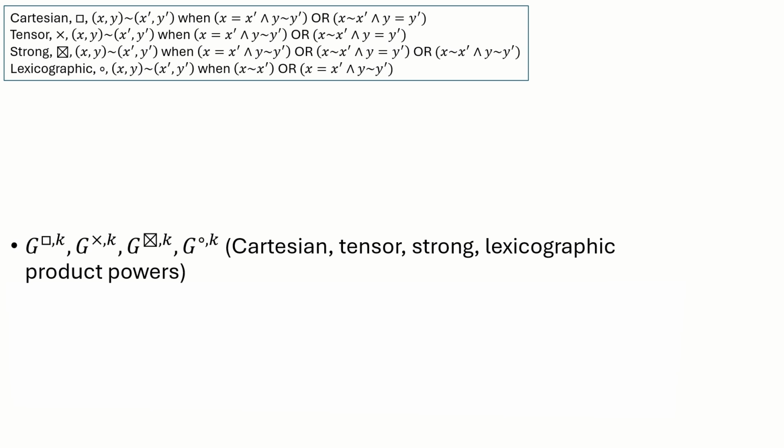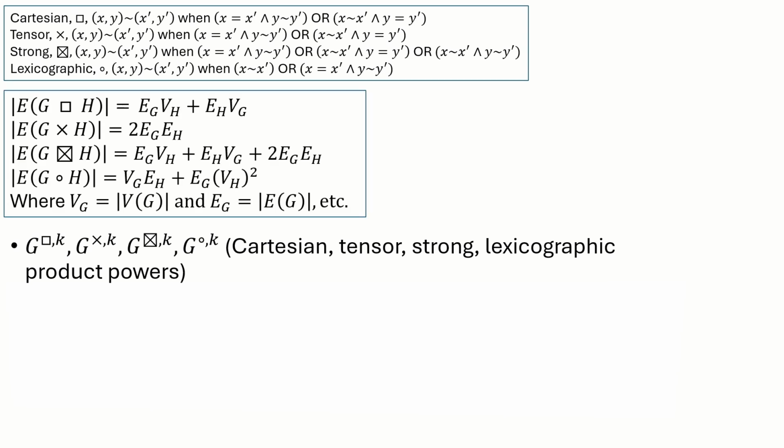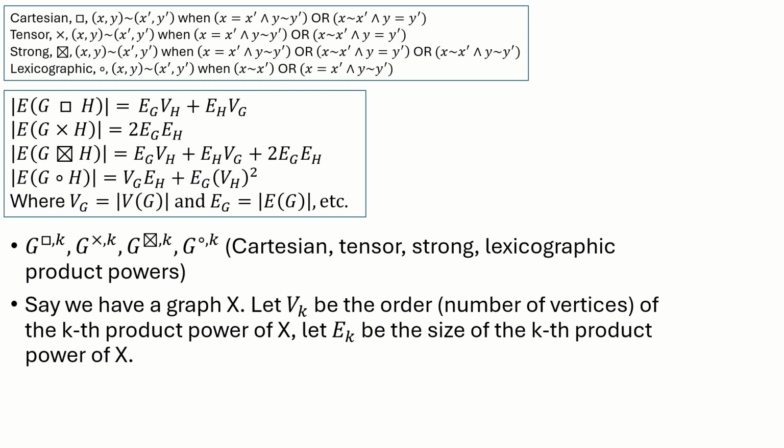Recall that we have expressions for the size, or number of edges, of the product in terms of the sizes of the input graphs. We can now use those expressions to obtain recurrence relations for the size of the kth power in terms of the size of the k-1th power of some graph X. Let's first define the sequences v and e, where v sub k is the number of vertices of the kth product power and e sub k is the number of edges of the kth product power.